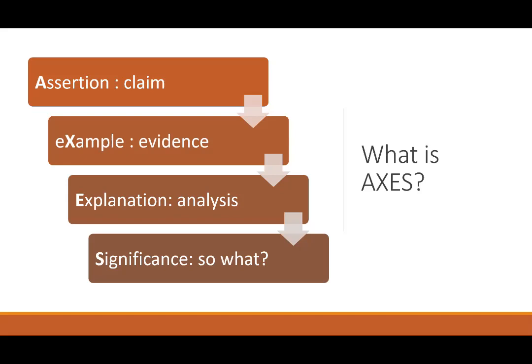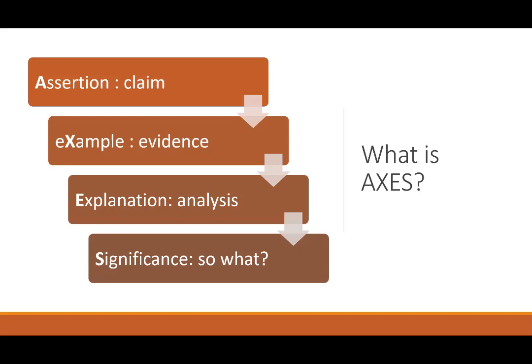Next, we have explanation. This is the analysis of your evidence, where you tell your reader why this evidence is important and how it relates to the claim you're making. Finally, the S is the significance. And this is what we often refer to as the so what question.